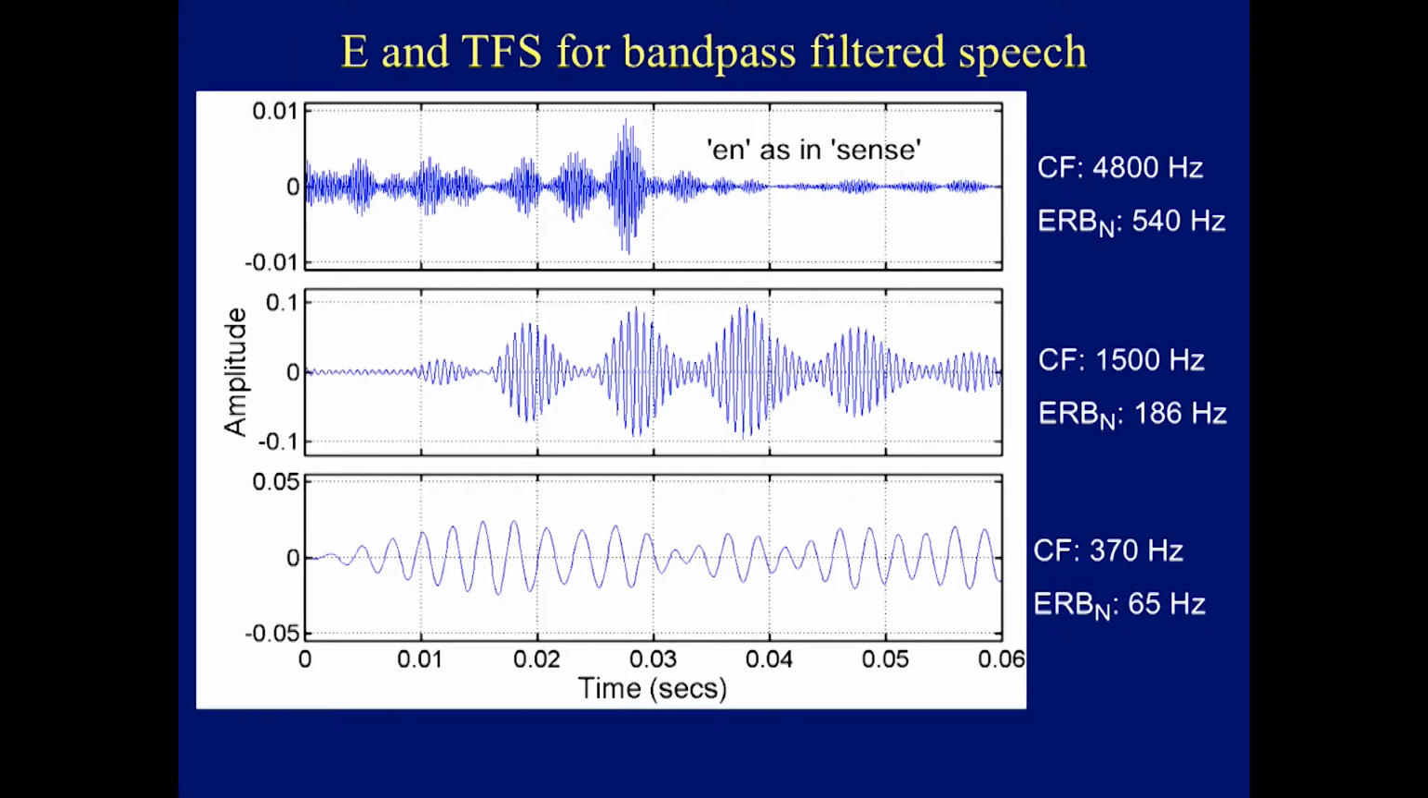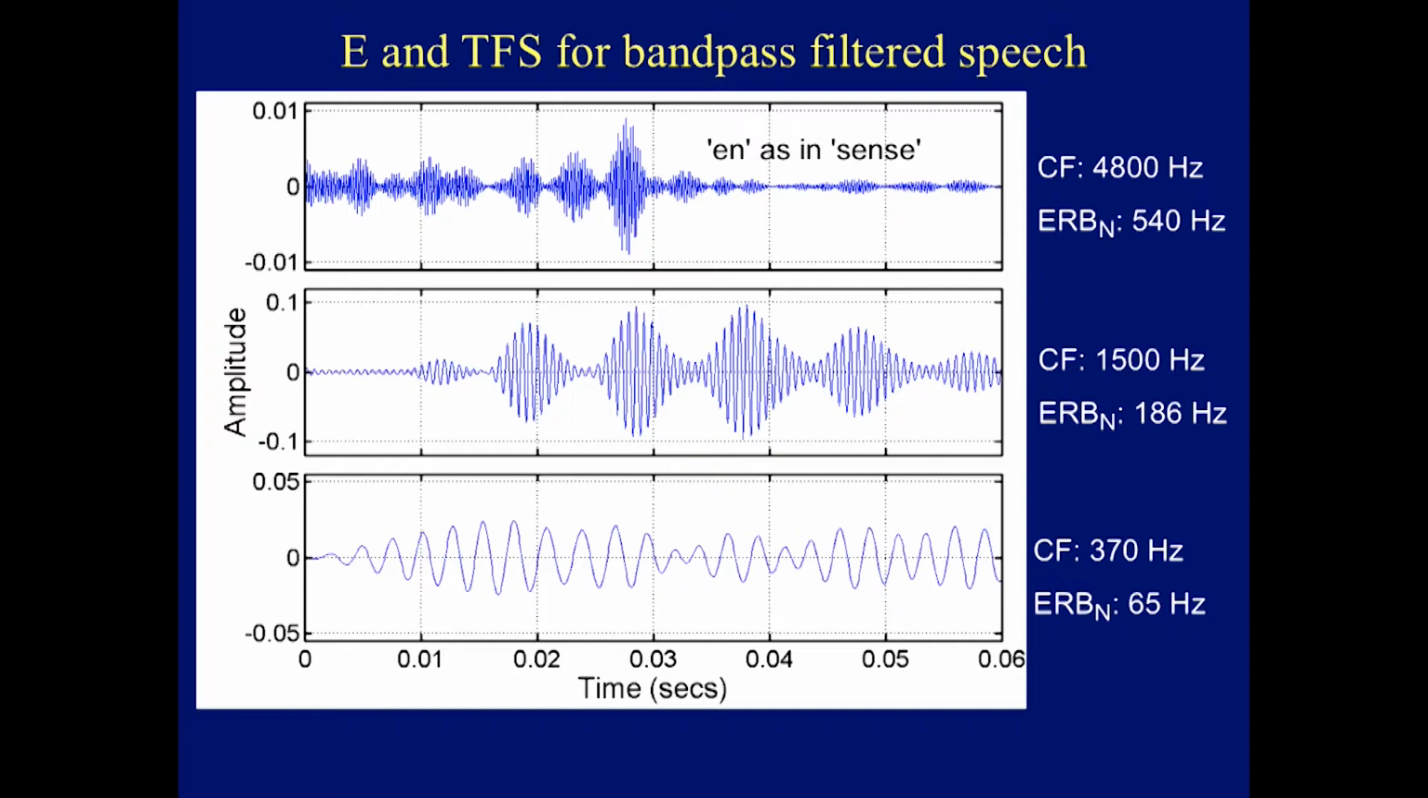And that's just illustrated here. This is a simulation of the waveforms that you might see at 3 different places on the basilar membrane, here tuned to 370 Hertz, here to 1,500, here to 4,800. I've given the values of the ERB_N for these 3 center frequencies, and this speech signal has been passed through simulated auditory filters with these 3 center frequencies.